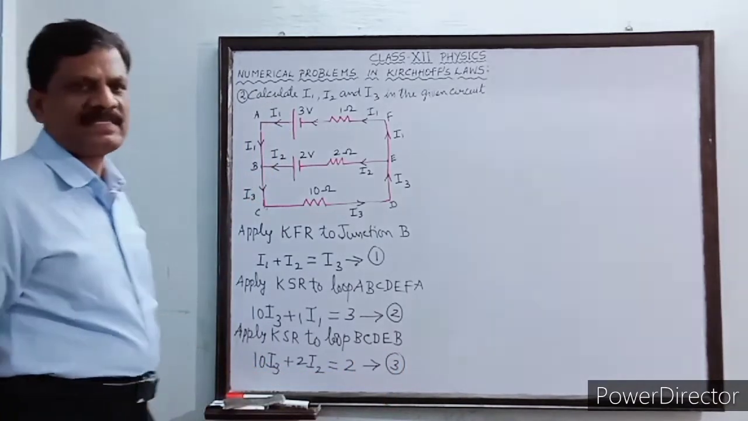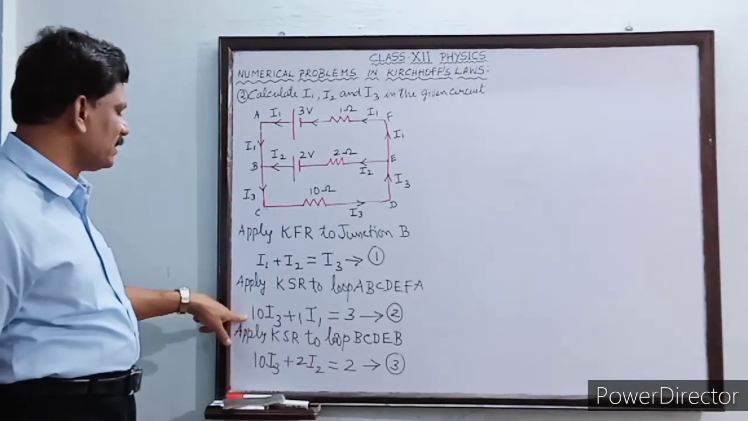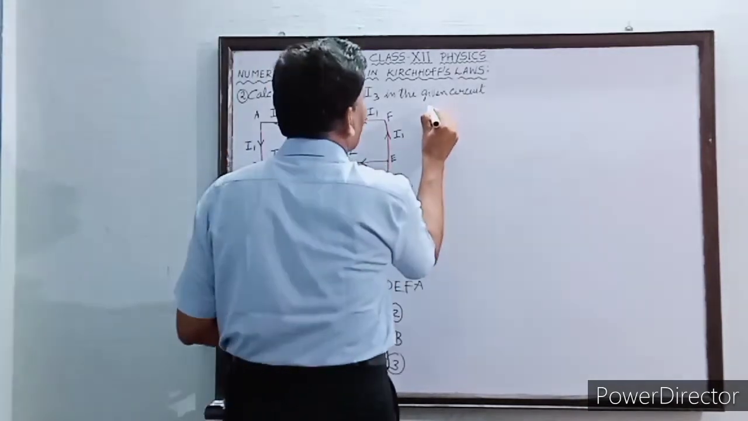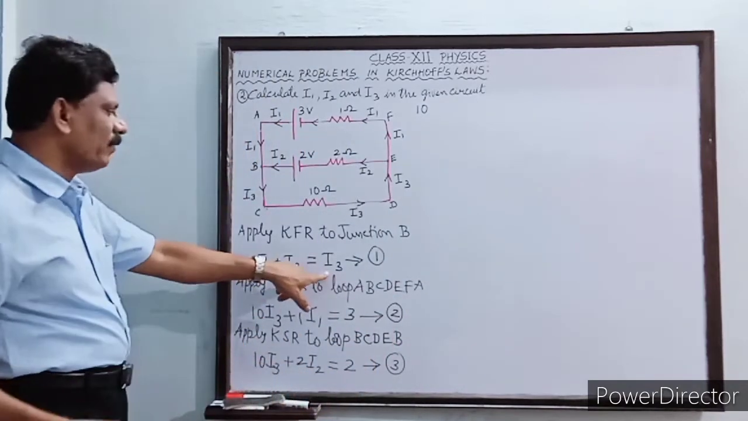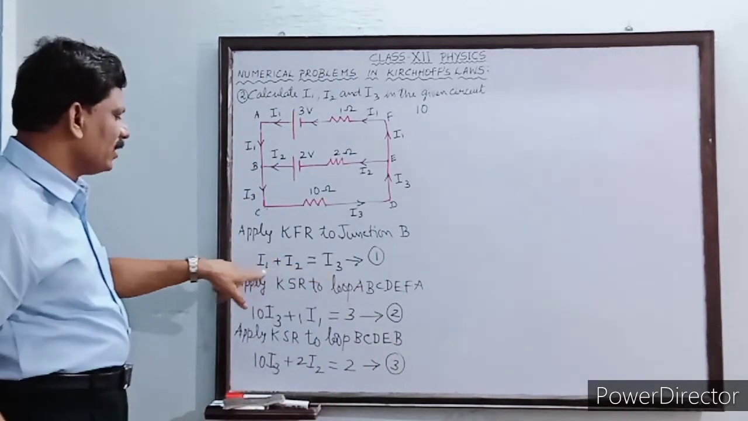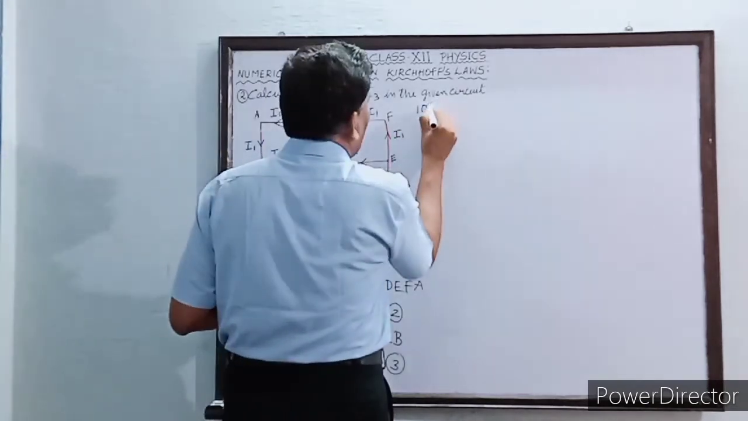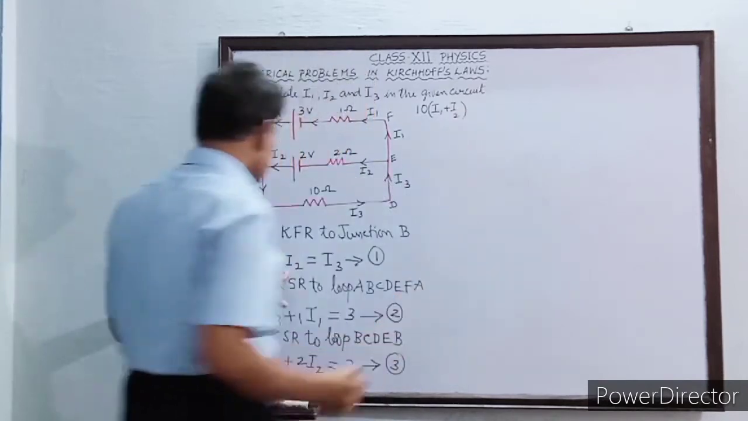So we have to solve these equations. Now the second equation is 10I3 plus I1, is it not? So I rewrite the equation: 10I3. In place of I3, what will I substitute? It can also be substituted as I1 plus I2. So instead of I3, I can write I1 plus I2.